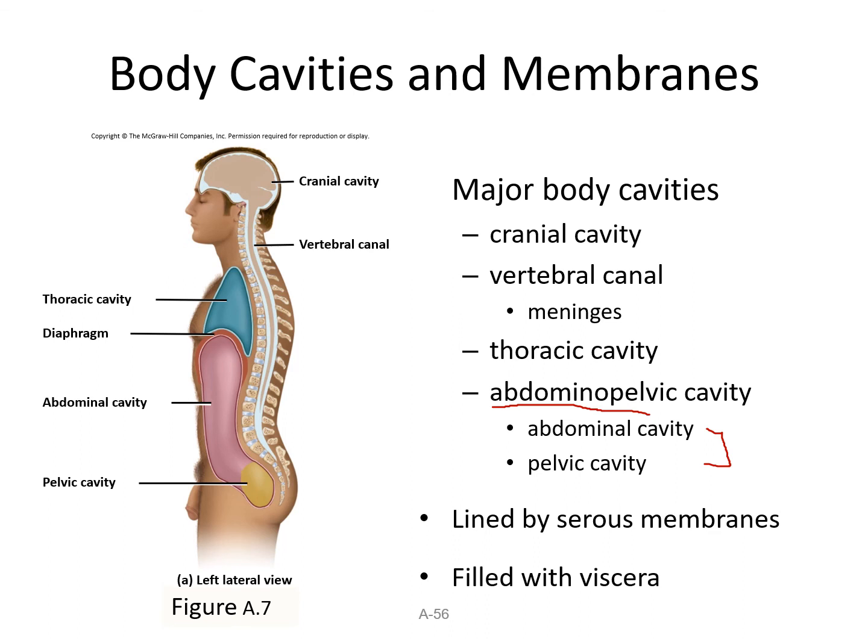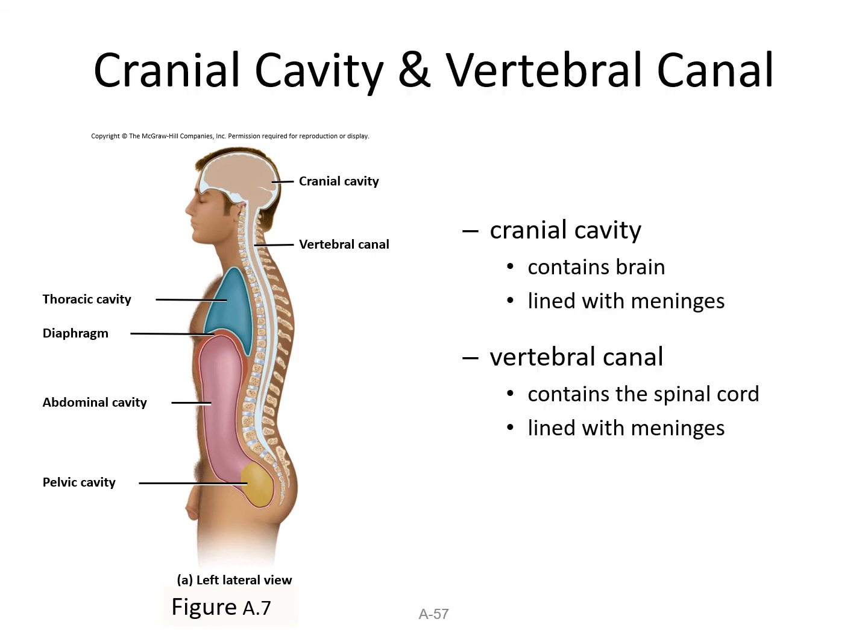I could ask you what organs are going to be found where. The organ in the cranial cavity would be your brain. The structure in the vertebral canal would be your spinal cord. The organs in your thoracic cavity would be like your heart, lungs, and trachea. Your abdominopelvic cavity would be sort of your gut: your small intestine, your large intestine, your pancreas, and so on. And this is just a continuation onto the other slide.